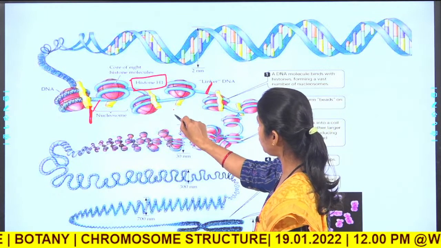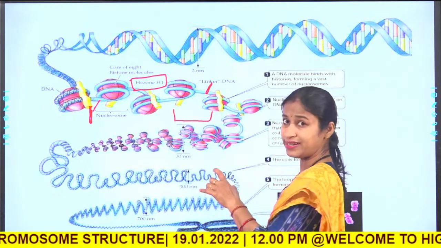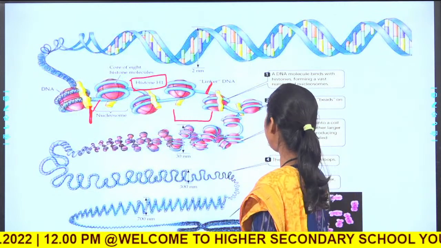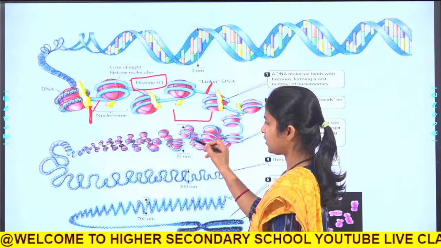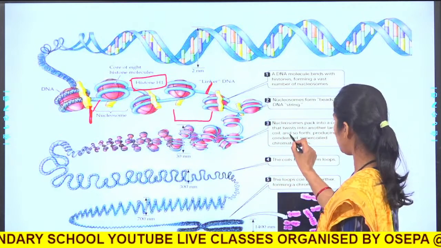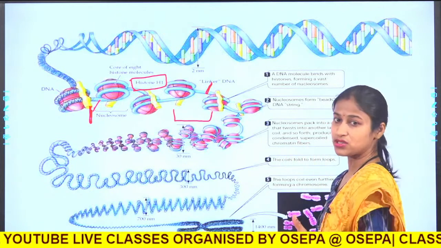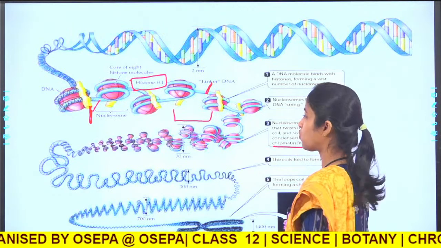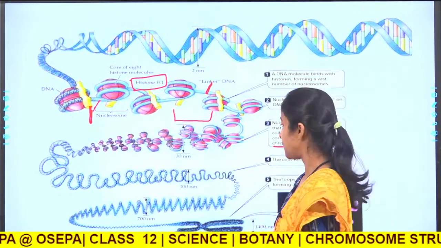That means when two nucleosomes are connected to each other by a gap, this is known as the linker DNA. Now, this further condenses. Here the nucleosome packs into a coil that twists into another larger coil. And this supercoiled structure is called chromatin fibers.